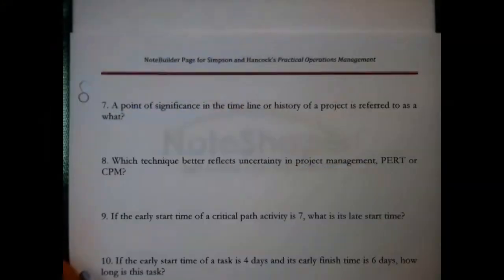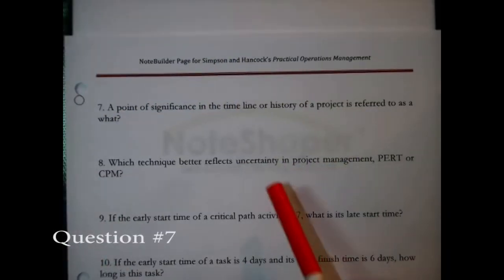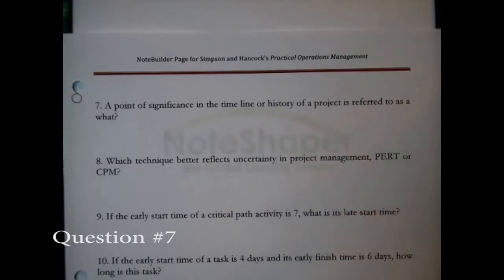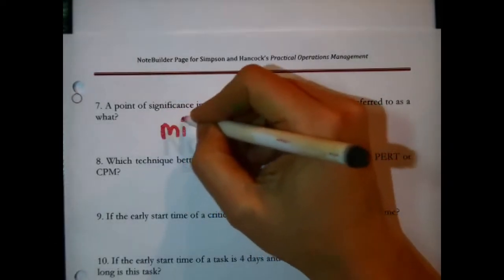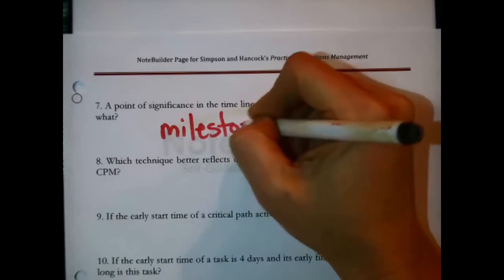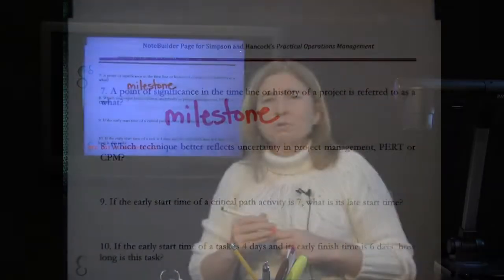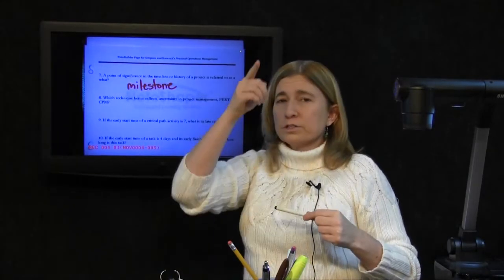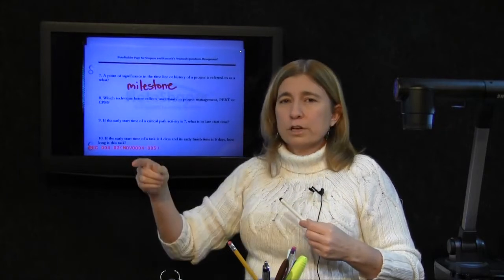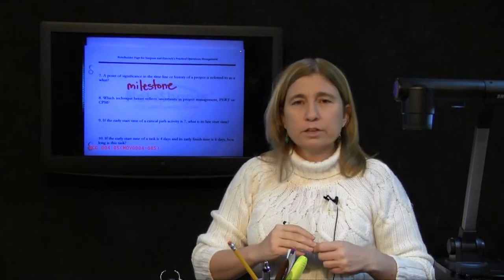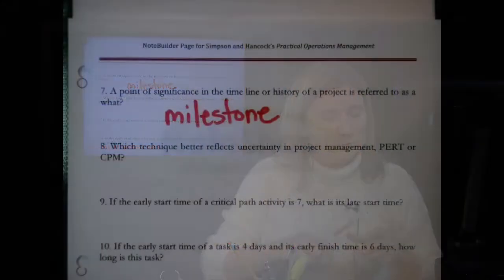Next question. A point of significance in the timeline or history of a project is referred to as what? A milestone. A milestone may be as simple as the fact the project just started or the project just ended. But at any rate, significant points in the timeline, milestones.